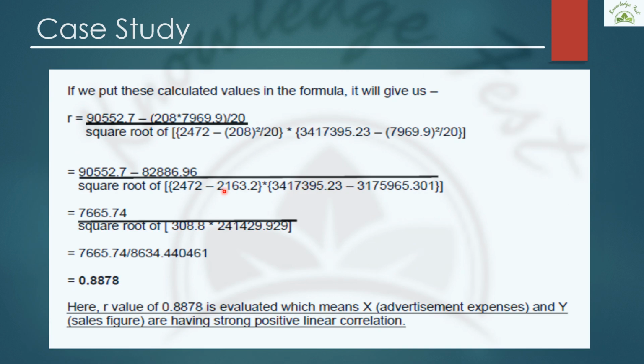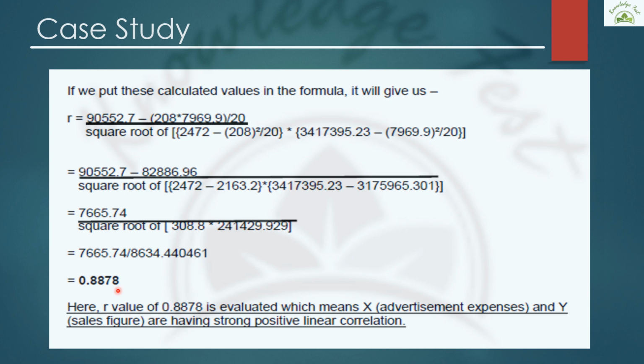Now we know what the values are. We have calculated the individual values. You just have to put those values in the formula, right? And putting the values into the formula, we calculate the R value equal to 0.8878. So this is a positive value because it is greater than 0, and it is almost approaching towards +1.